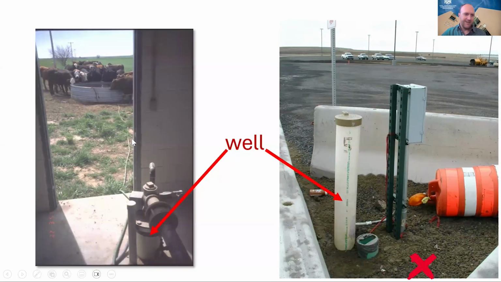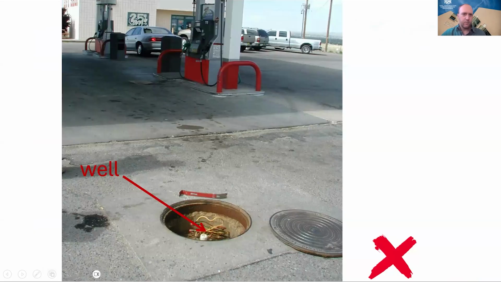These ones, of course, could be contaminated from these cattle right by this well. This one's in a parking lot, potential contamination from vehicles. This one is right in a gas station, of course, contamination from the gas station from people filling up their vehicles, but also there are probably underground storage tanks for the gasoline and diesel right next to this well. Also, it's in a pit, so not great.